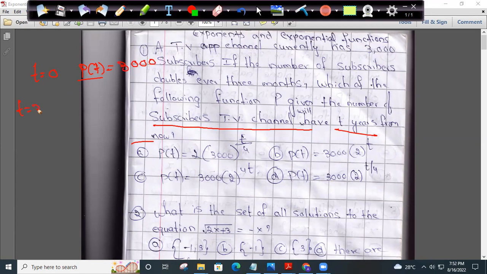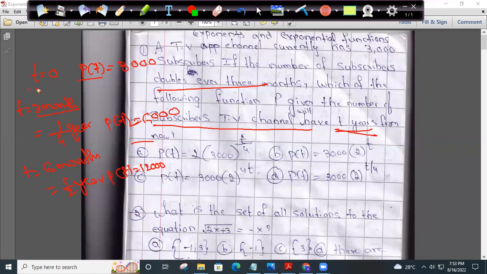When T is equal to 3 months, but T is in years, so you need to be careful with the units and conversion. This is where they try to confuse us. When T is equal to 1 by 4, because they gave in years, 3 months is the same as 1 by 4th of a year. The number of subscribers doubles, so it becomes 6000. When T equal to 6 months, which is half a year, P of T is 12,000.